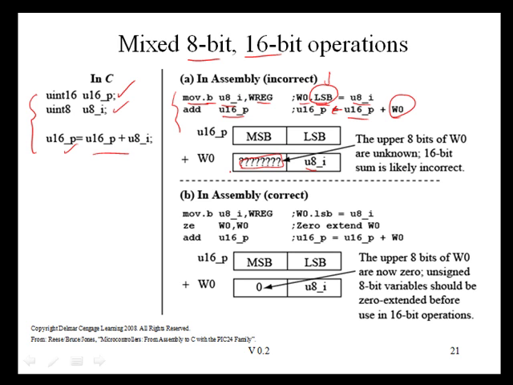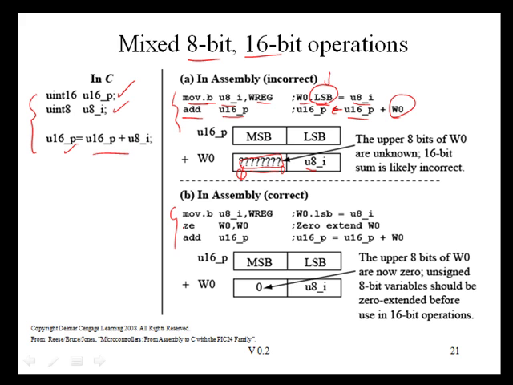Because this is an unsigned number, if this upper byte here is 0, we will get the correct result. However, if it's non-zero, we will get the incorrect result. So how do we fix this instruction sequence? Well, we simply have to ensure that this upper byte here is a 0 before this add is executed. There are a couple of different ways to do that.